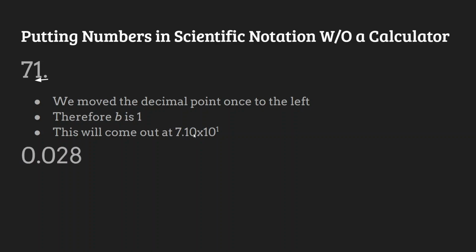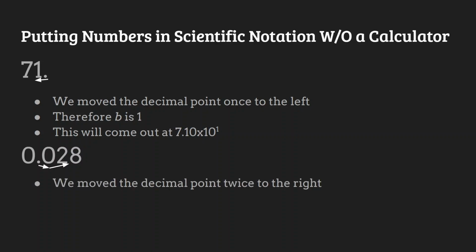Another would be 0.028. We're going to move it twice, so we reach a non-zero digit, which is 2. We moved it to the right, so B will be negative 2 instead of positive 2. This is going to come out as 2.80 times 10 to the negative second.